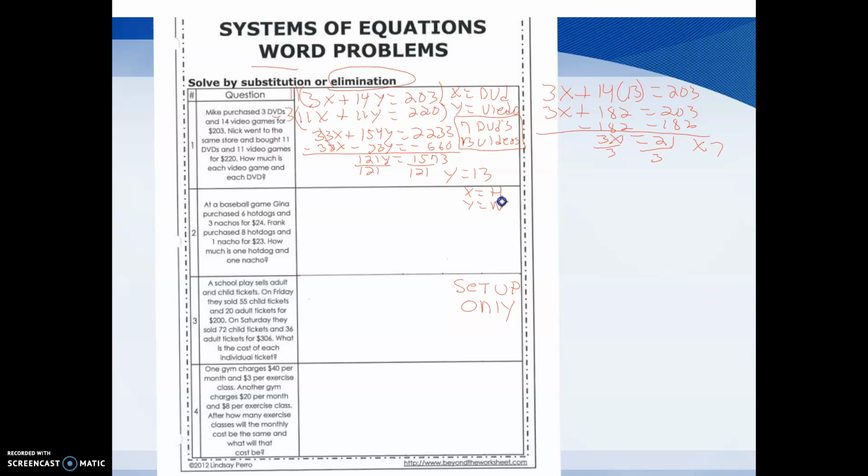All right, now let's go ahead and set up. So Gina, she purchased 6 hot dogs, 3 nachos. So let's say that's going to be 6x, right? Plus 3y equals 24 bucks. Okay, not a bad deal, huh?